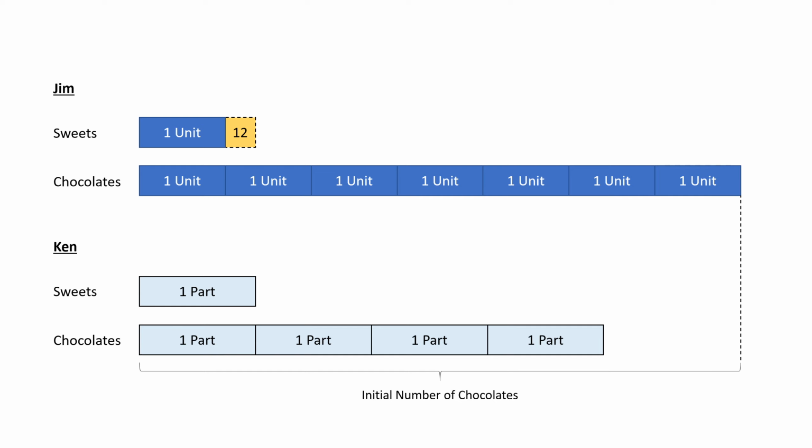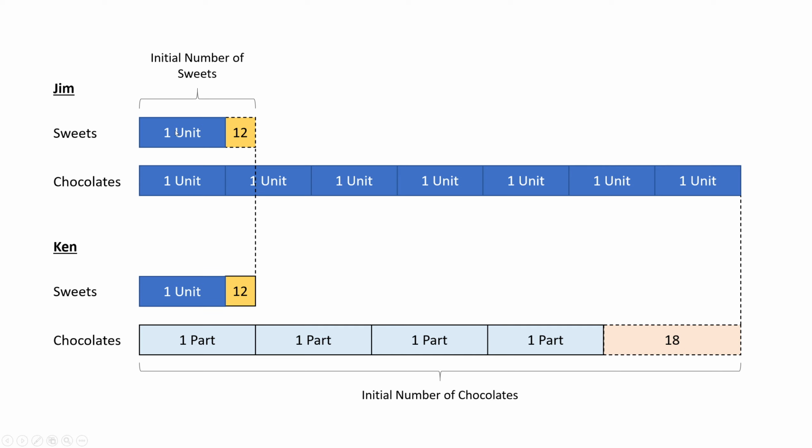Based on the question, we know that at the end, the ratio of sweets to chocolates for Ken was 1:4. So one part equals to 1, 2, 3, 4 parts chocolate. And this section will be equal to 18 since he ate 18 chocolates. Just a reminder, this portion will be equal to 1 unit and the 12 sweets that he ate. And this portion, which is equal to the top portion, will be 4 parts plus 18.